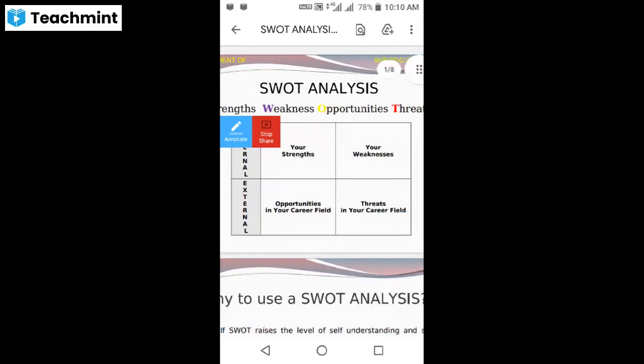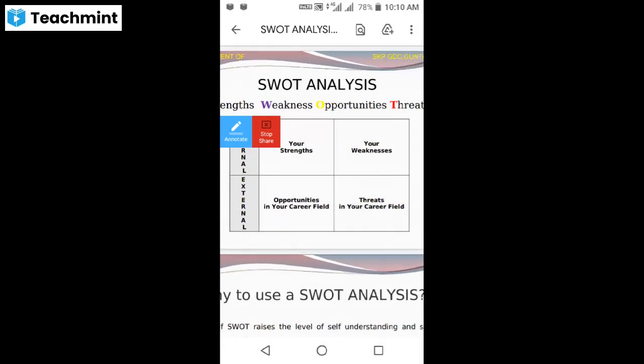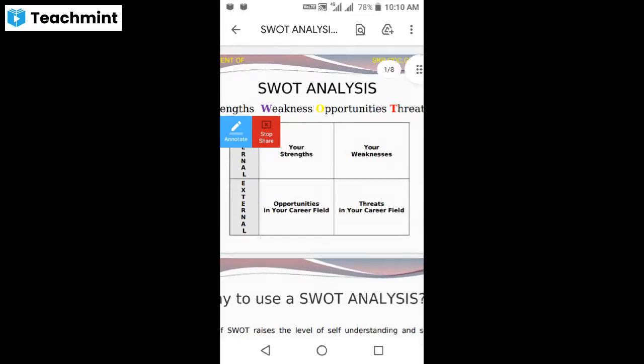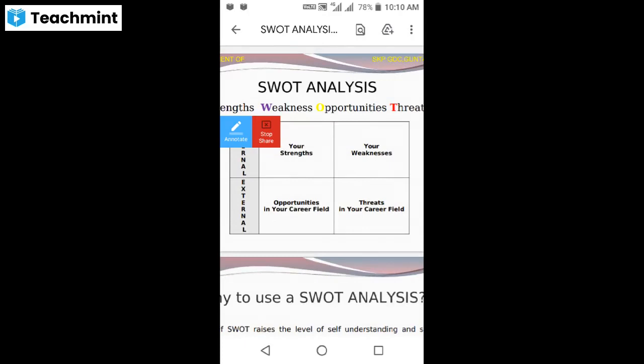Then along with that, threats in your career field. What are the difficulties you have? Challenges. Here actually we call them not threats, but challenges. What kind of challenges you have? Suppose if you want to go for group one coaching or something like that, it requires money. Where you have to stay? These are the challenges.